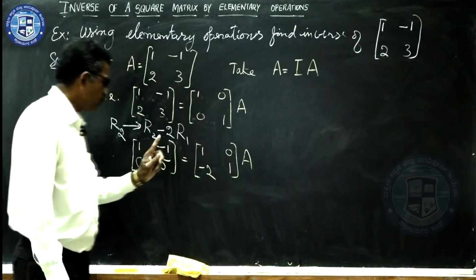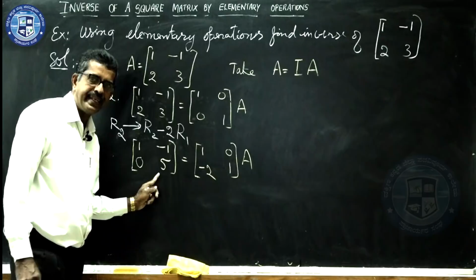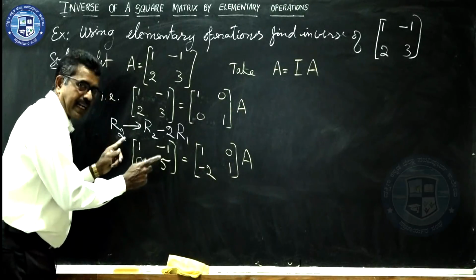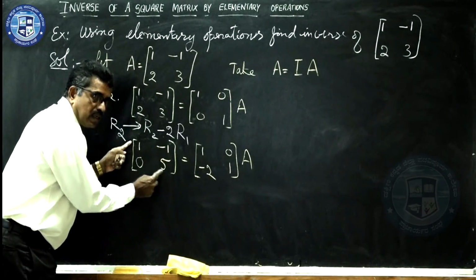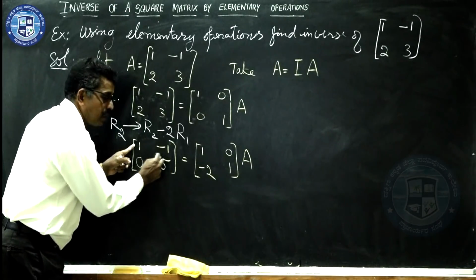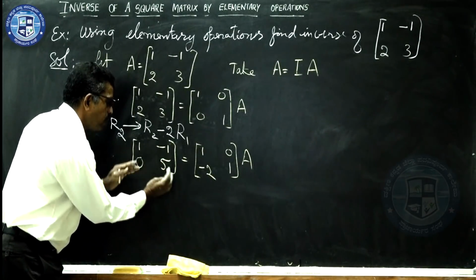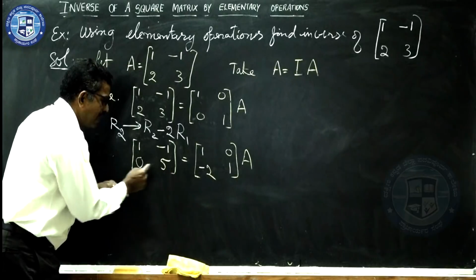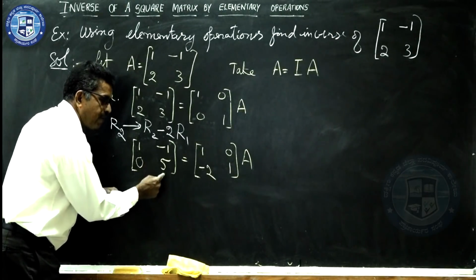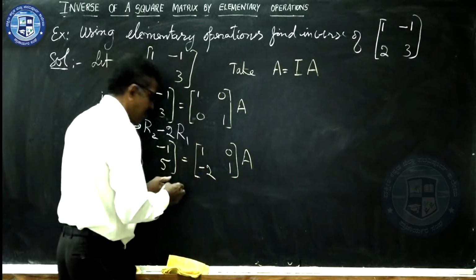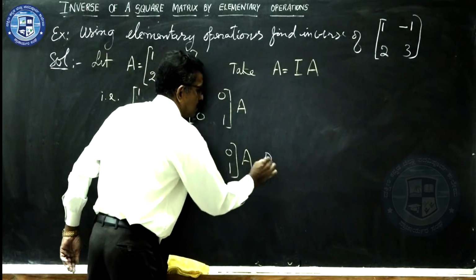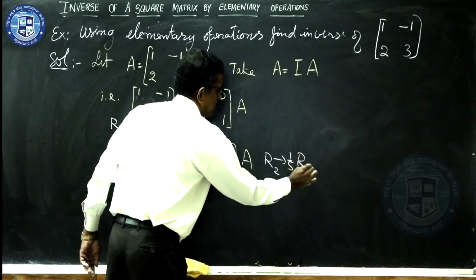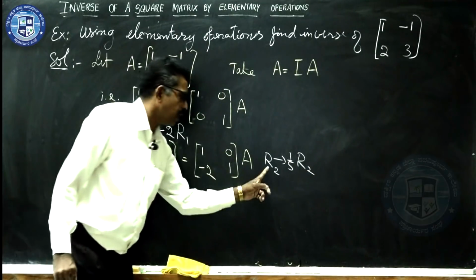Your target is to transform this into the identity matrix, with 1, 1 on the diagonal and 0, 0 elsewhere. Can you make this 5 into 1? To make it 1, do not make use of the previous row here, so that this will not be changed. I divide the second row throughout by 5, since 5 by 5 is 1. Let me apply the row operation: 1 by 5 times R2, only that much. Which row is operated here?